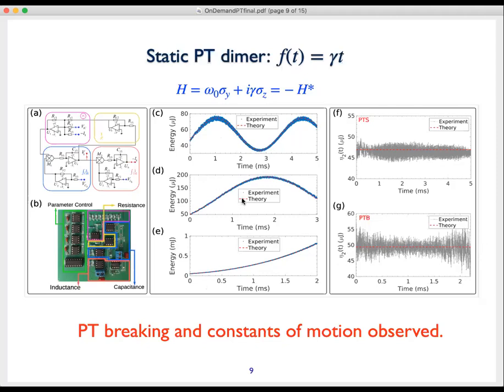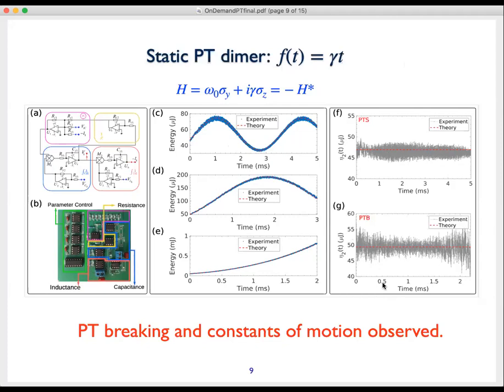So this is a neat demonstration where in a single LC circuit, which is a static PT dimer, we have observed both the PT breaking phenomenon as well as the constants of motion that are associated with this Hamiltonian, which has antilinear symmetry. I should point out that these constants of motion do not depend on the system being in the PT symmetric phase. They are true anywhere in the spectrum, whether the spectrum is real or complex conjugate. It doesn't matter. You always get this.